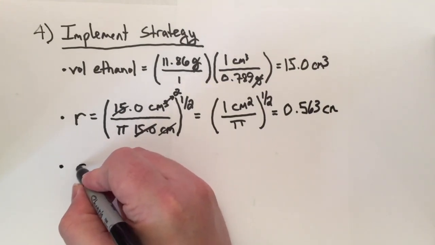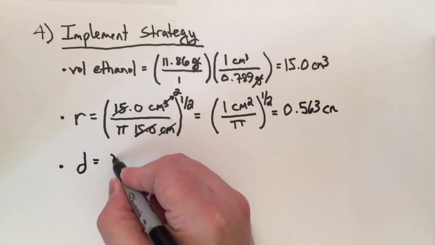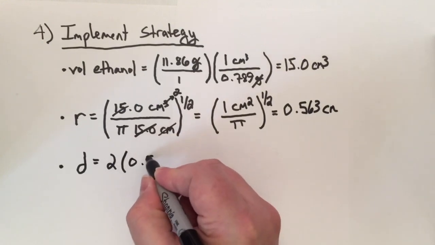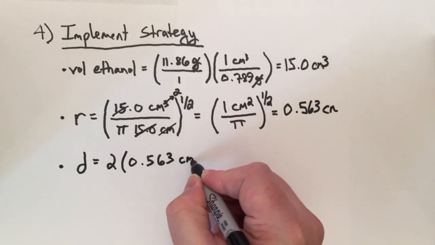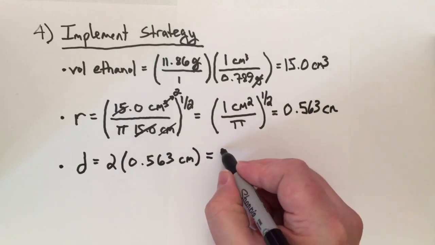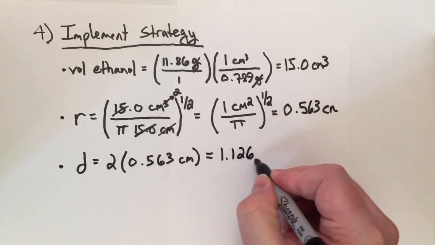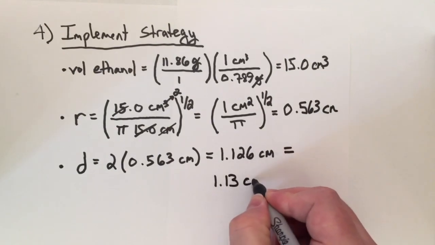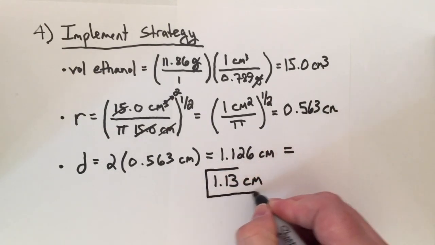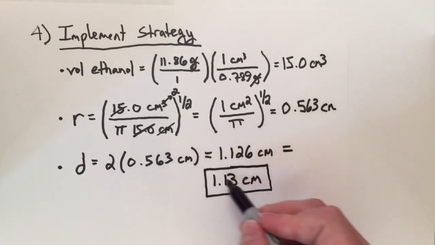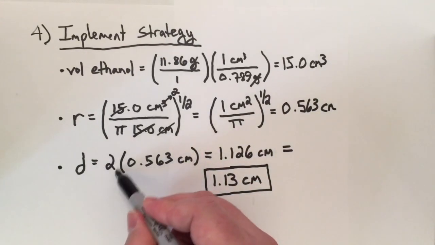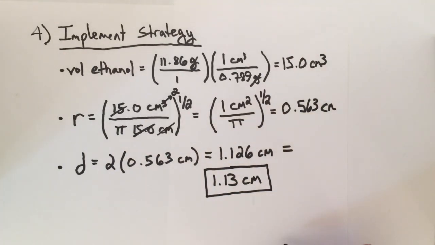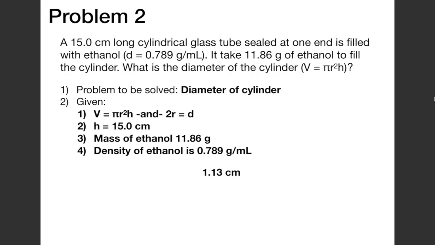Now we're going to calculate the diameter of the cylinder. That's 2 times the radius, 0.563 centimeters, which equals 1.126 centimeters, which is 1.13 centimeters. We have 3 sig figs. 2 is an exact number, so the answer has 3 sig figs. We determined that the diameter of the cylinder is 1.13 centimeters.